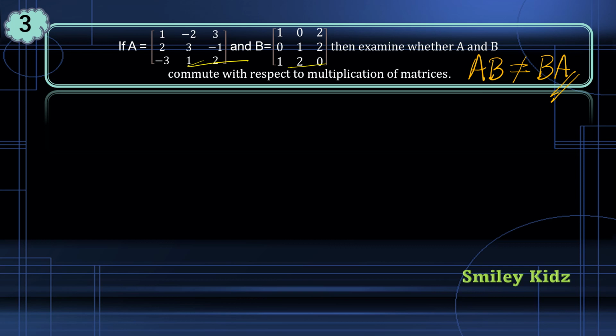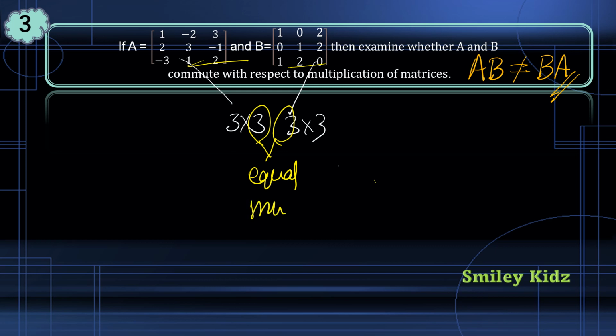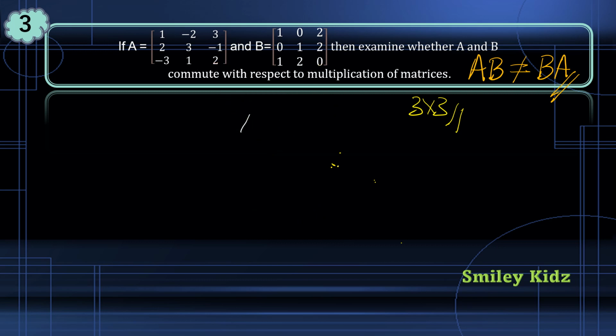So the commutative property does not apply to matrices. Here they are of the order 3 by 3 and 3 by 3. The interior terms are equal, so multiplication will be possible, and the output answer will be a matrix of order 3 by 3, that is the exterior terms. So multiplication is certainly possible, if you're thinking that it's not.